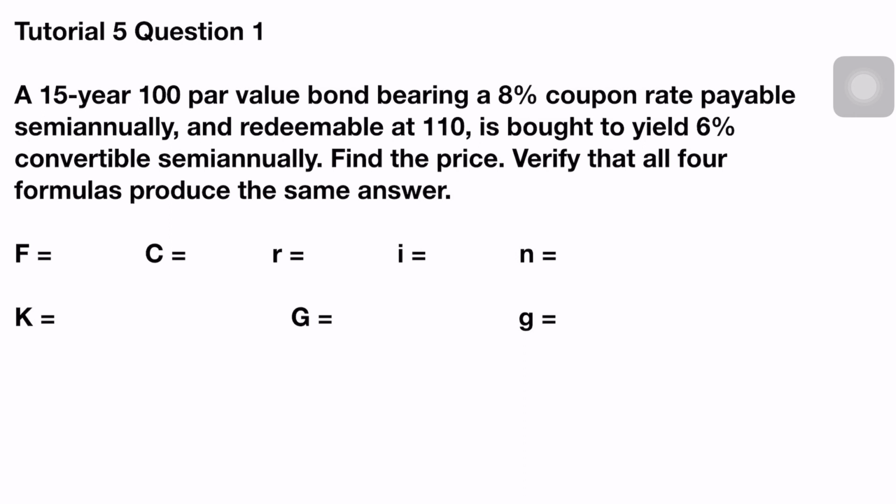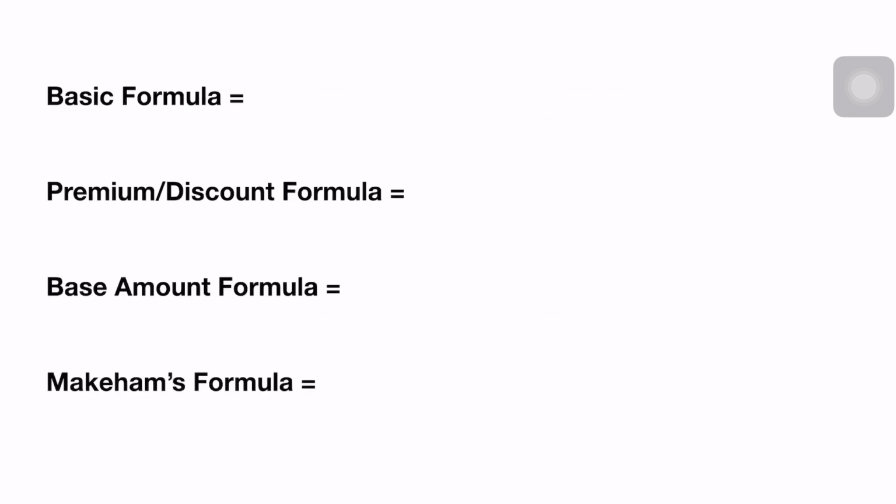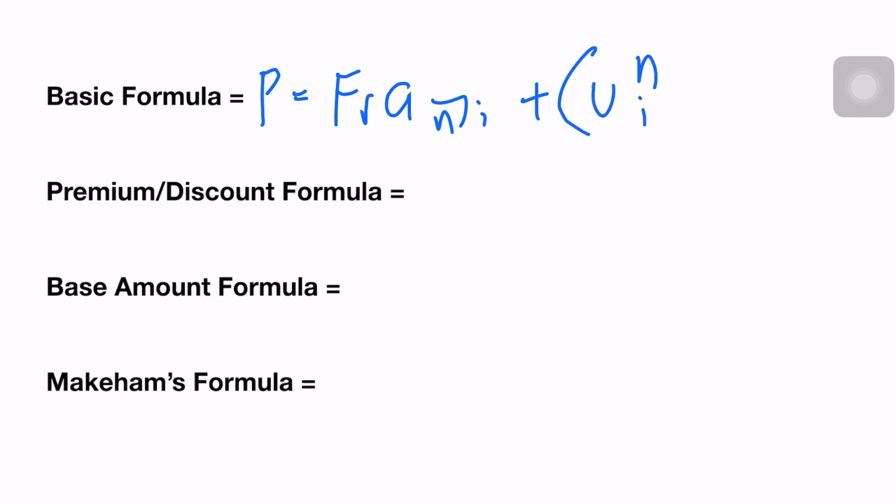The question requires us to find the price, which is P, using all four formulas. The first one is the basic formula. The formula for this is price equals FR times A plus the present value of the redemption value. We plug in all the figures and we get P equals RM123.72.